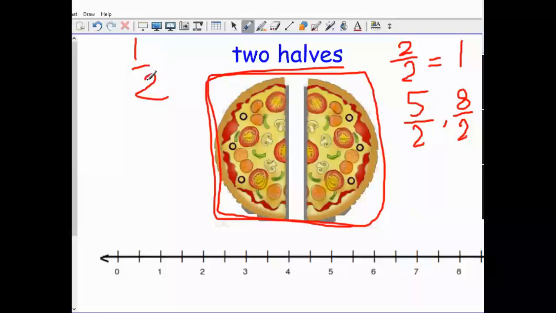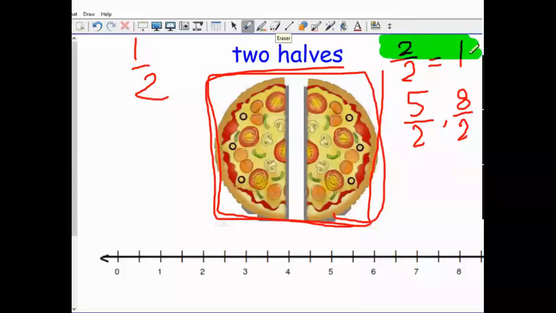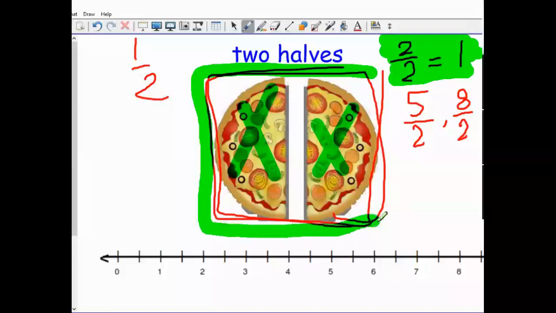This also means 8 over 2, 5 over 2. So 1 half is 1 over 2, 2 halves is 2 over 2, 3 halves is 3 over 2, 4 halves is 4 over 2, and so on. But remember this point: 2 halves makes 1 whole. 1 half and 1 half together make 1 whole. If you look at the picture, this is 1 half and this is 1 half. When you put them together, they give you the whole pizza. So two halves makes 1 whole.